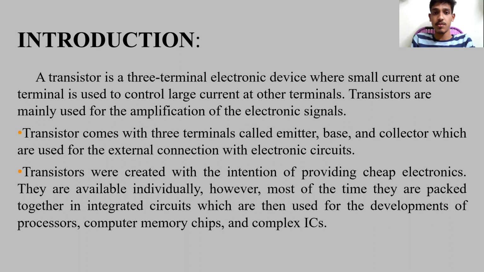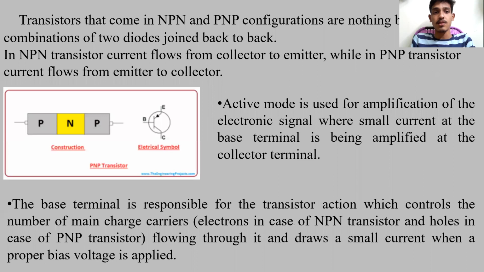They are available individually. However, most of the time they are packed together in integrated circuits, which are then used for the development of processors, computer memory chips, and complex ICs. Transistors that come in NPN and PNP configurations are nothing but the combinations of two diodes joined back to back, as you can see in this picture here, combined with P, N, and P. In NPN transistor, current flows from collector to emitter, while in PNP, current flows from emitter to collector.